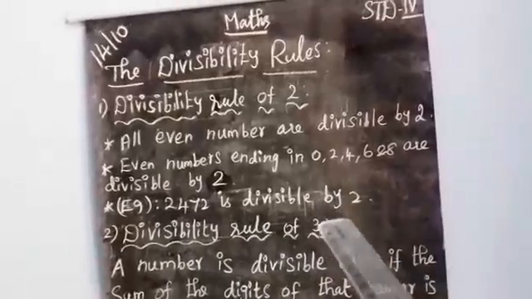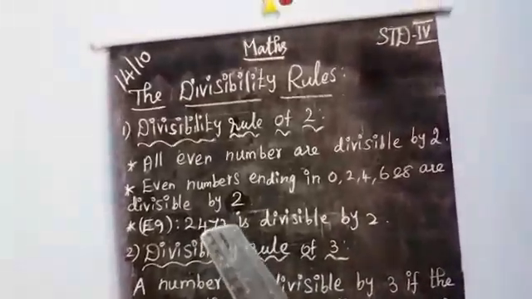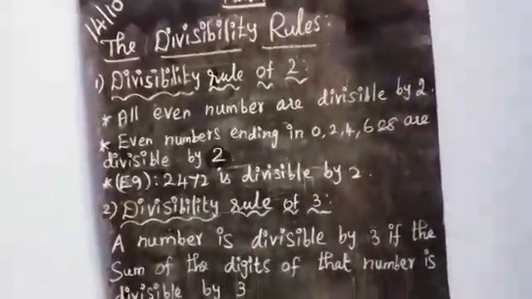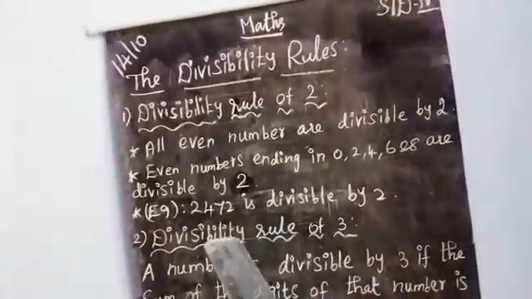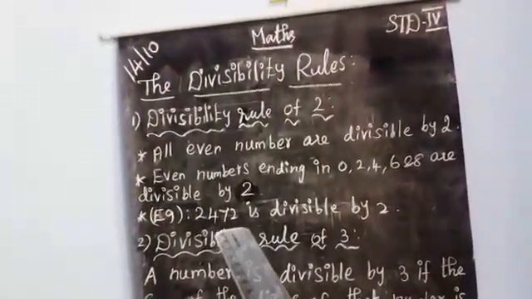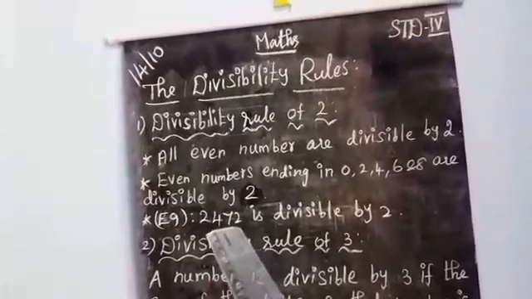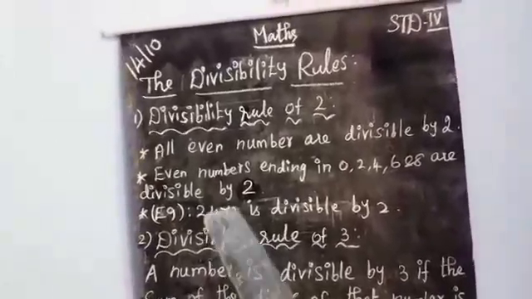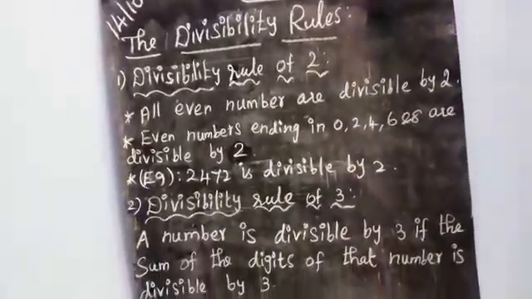2472 is divisible by 2. This is a large number, no? You can say whether it is divisible by 2 or not just by looking at the last digit, isn't it? It is ending with 2, so that is divisible by 2.